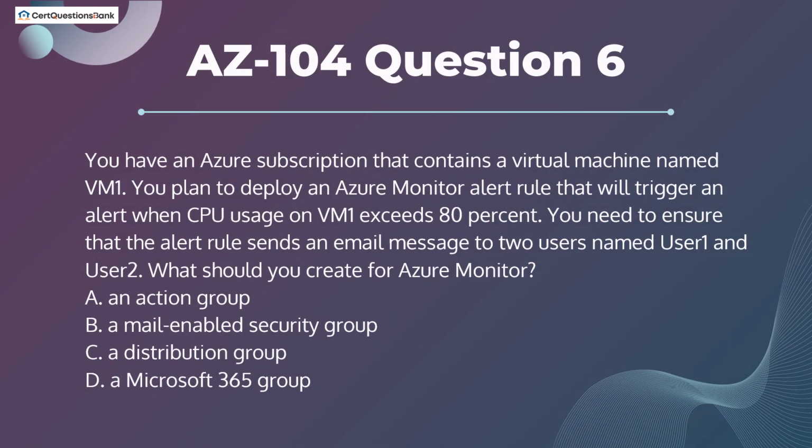You have an Azure subscription that contains a virtual machine named VM1. You plan to deploy an Azure Monitor alert rule that will trigger an alert when CPU usage on VM1 exceeds 80%. You need to ensure that the alert rule sends an email message to 2 users named User1 and User2. What should you create for Azure Monitor? A. An action group. B. A mail-enabled security group. C. A distribution group. D. A Microsoft 365 group.